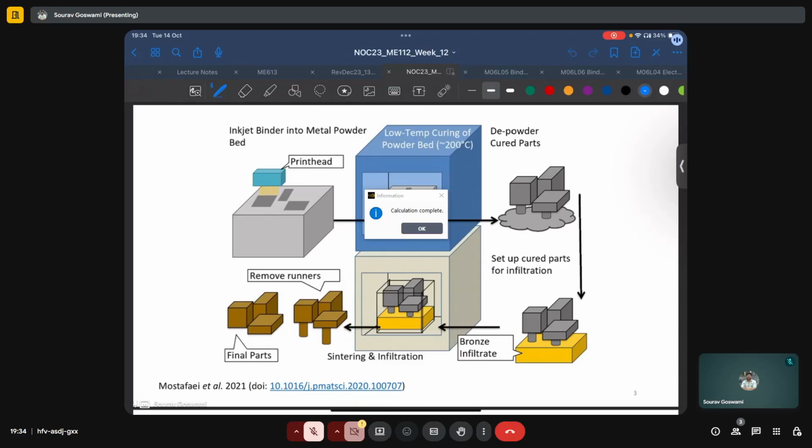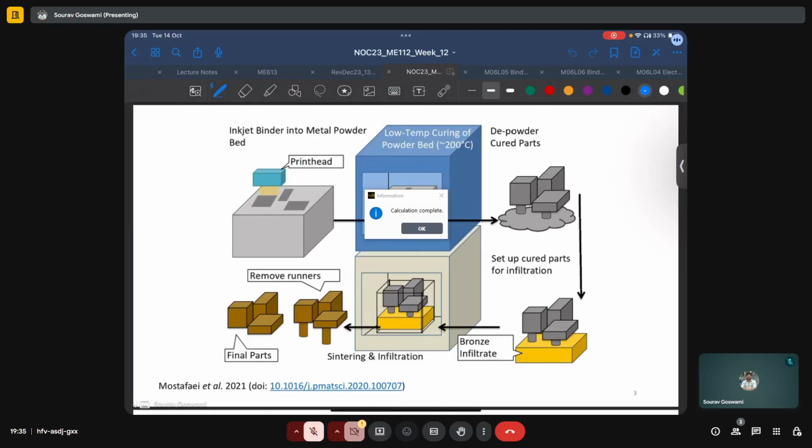At this stage, at 200 degrees Celsius, some of the binder material may also have been burnt off, leading to the formation of voids inside this green part. And to fill up those voids and improve the density of the material, we use bronze infiltrate, or in some cases, copper infiltrate may also be used. And now the material is kept in contact with this infiltrate powder and kept in a sintering furnace at a far higher temperature for the sintering and infiltration process.